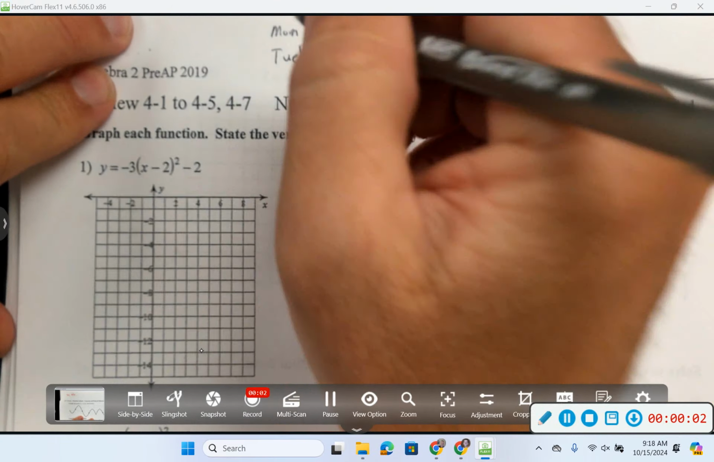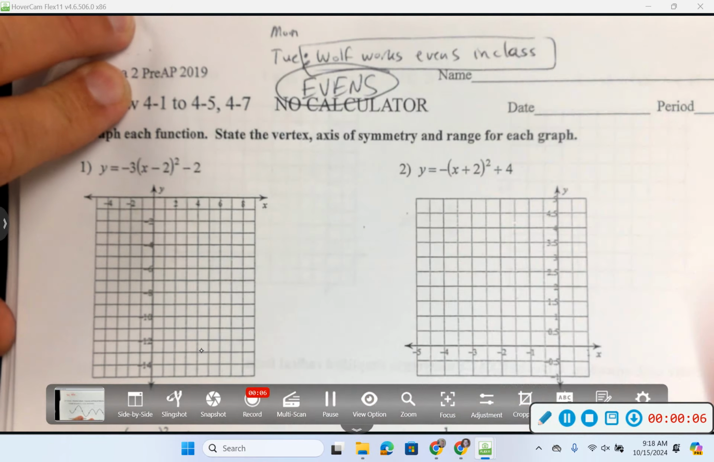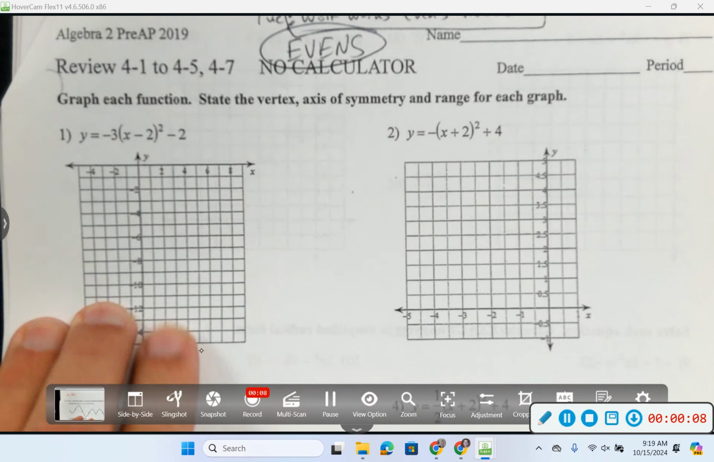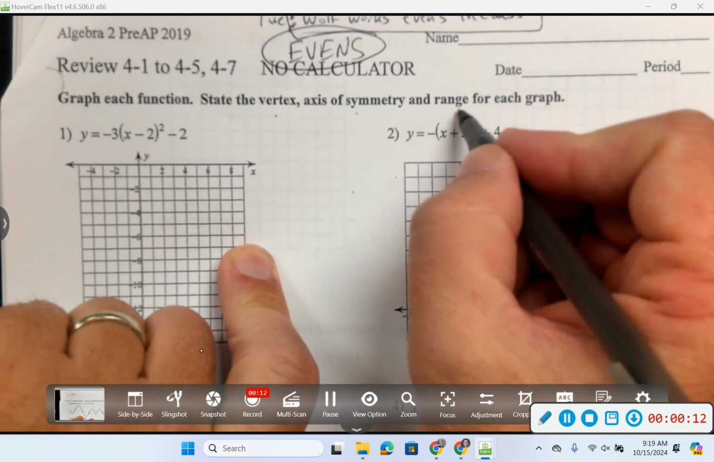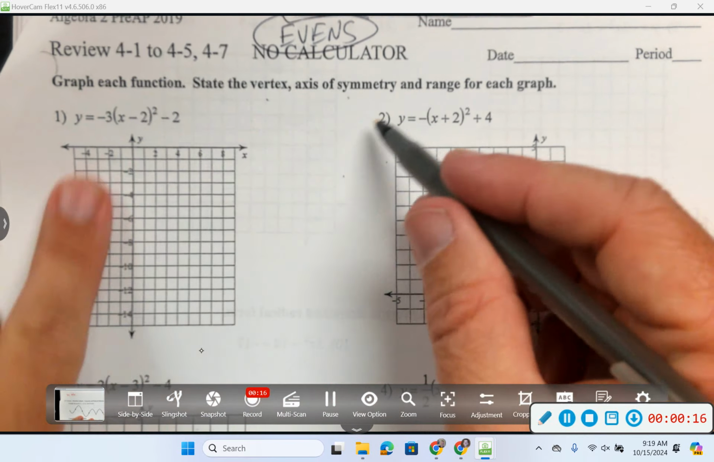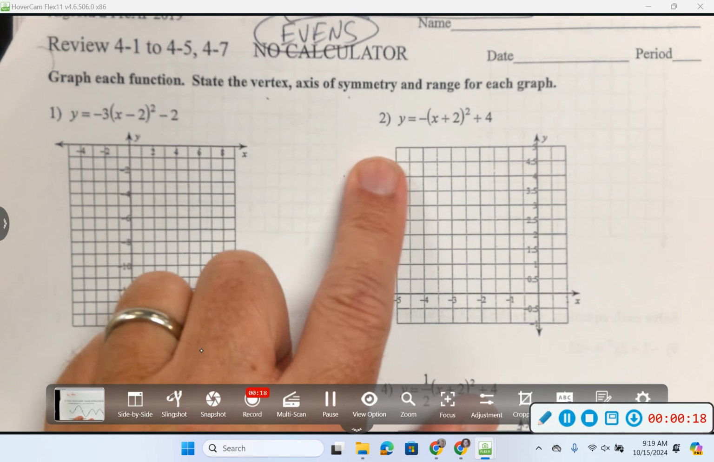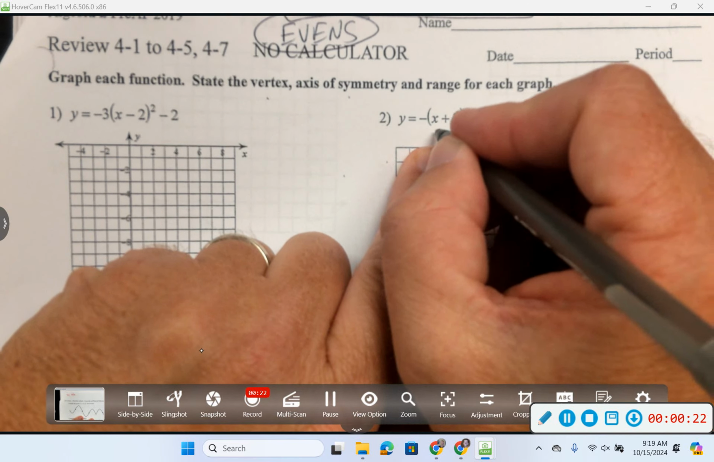So this video is for the evens on the review. Starting with number 2, but starting with the directions: graph it, find the vertex, axis of symmetry, and range for each graph. Okay, 1 through 4 are all in vertex form, so that's where it's easy to just look and figure out the transformations.